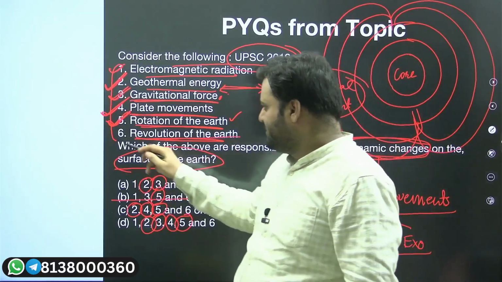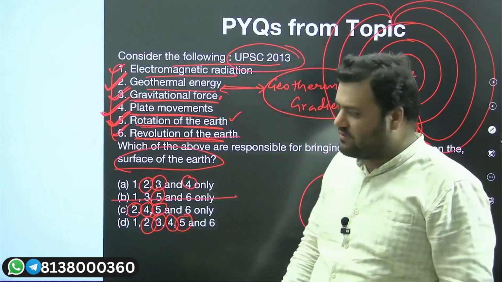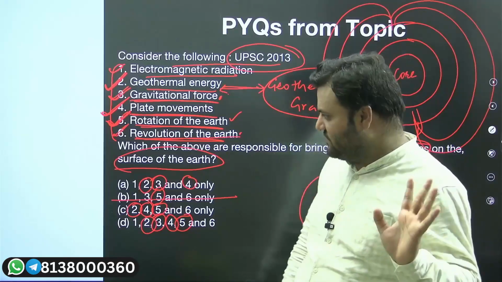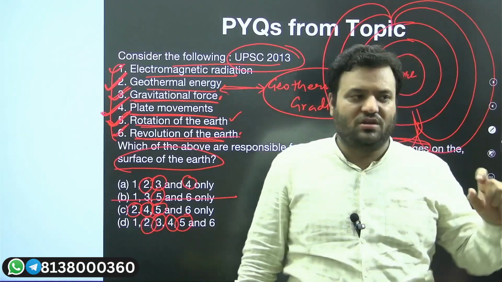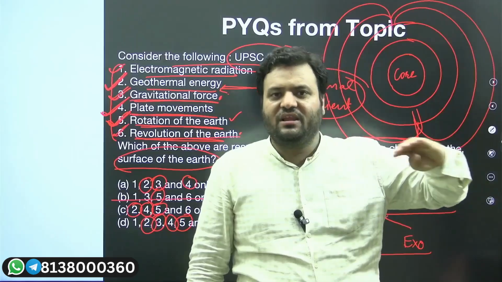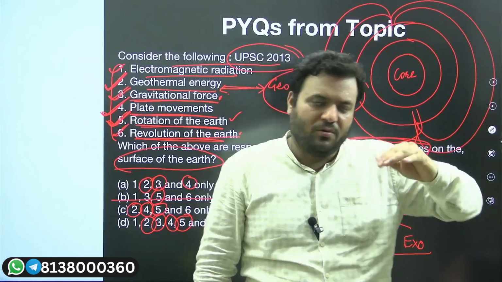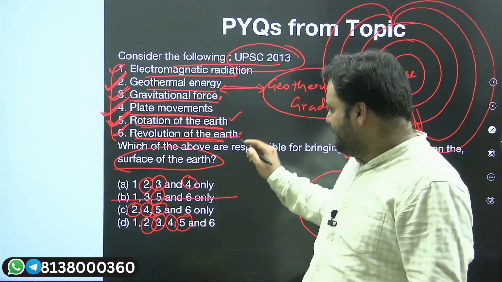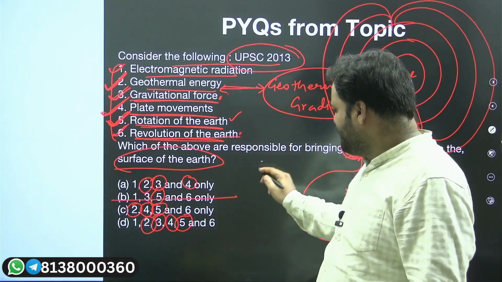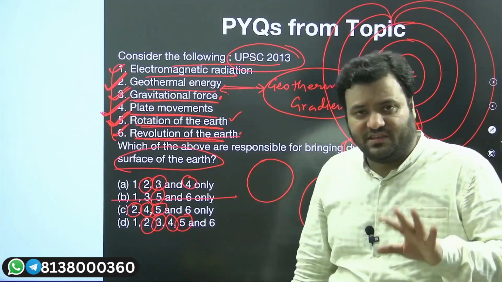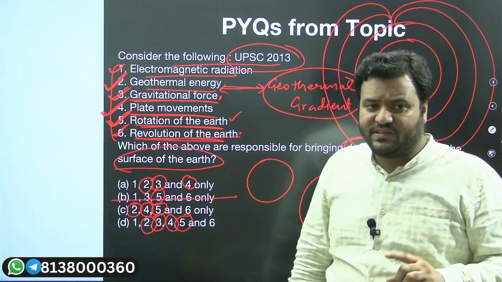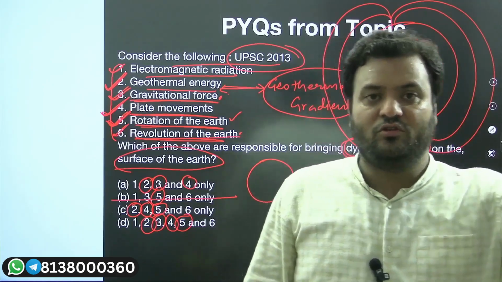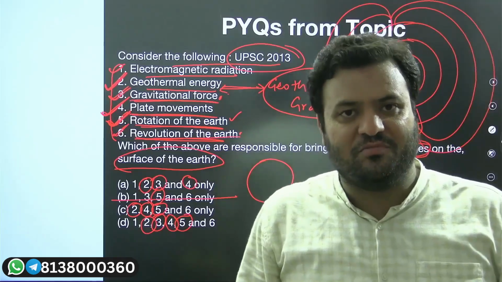Revolution of Earth. Simply because of the revolution of Earth, we could have a dynamic nature of our Earth's surface. Because of the revolution, we will have some topographical changes. How? See, because of the revolution of Earth, I hope you remember, we will have seasons. Because of the seasons, we may have intense erosion, or slower erosion. The rate of erosion could be faster.